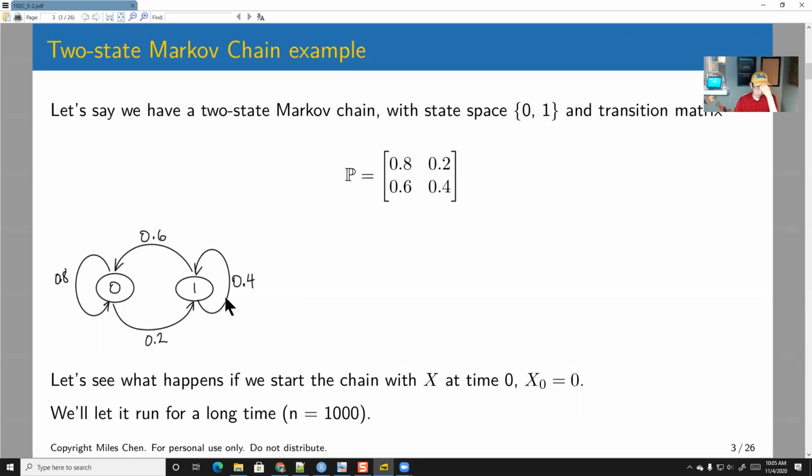Okay, so what we want to see is what will happen to the chain if we run it for a long time. I wrote 1,000. I think I did like 100,000 actually. So we'll start the chain. We'll start it at 0, and then let's just see what happens.